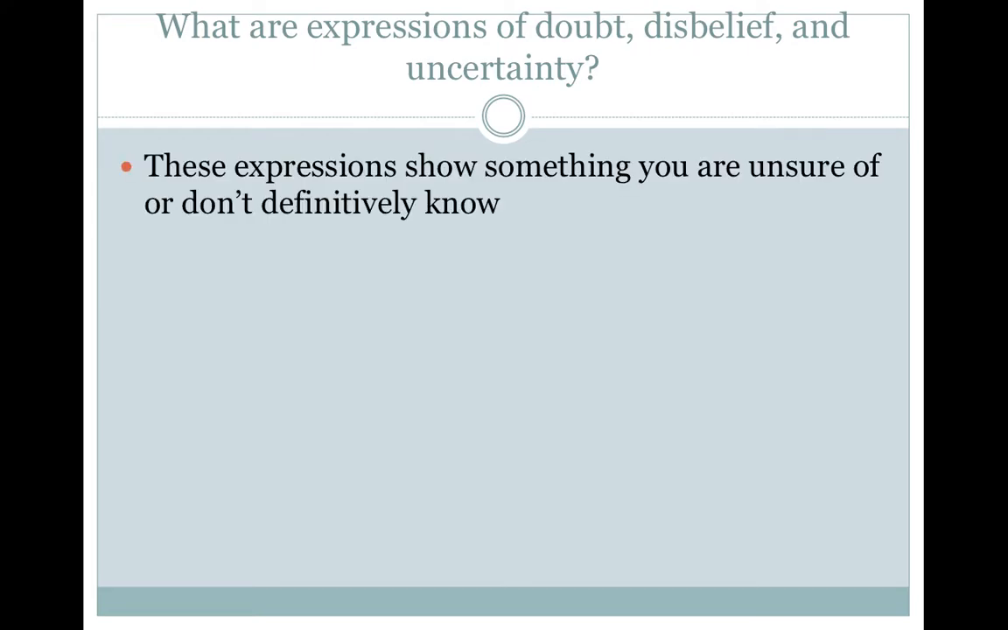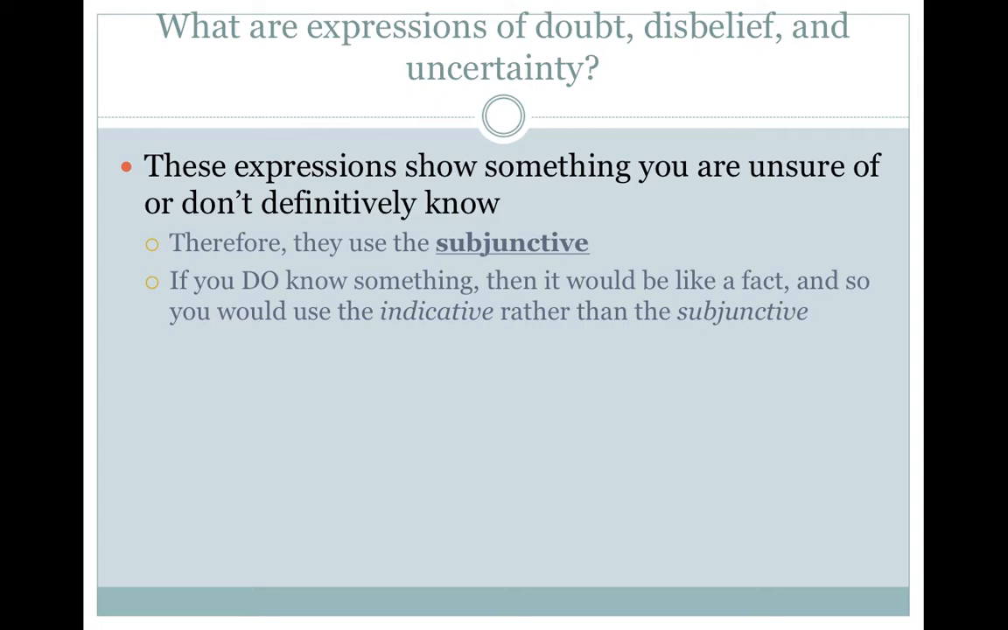These are all expressions that have to do with something that you are unsure of or that you don't definitively know. That's why they use the subjunctive. Because remember the subjunctive, we said in our first video, is used for things that are uncertain, things that are your own subjective opinion. If you do know something and you're very positive about it, then it would be like a fact. And so you would use the indicative, which is every other tense that we've learned so far, rather than the subjunctive, which is what you use for when things get a little bit iffy.